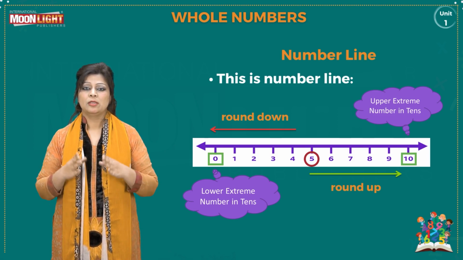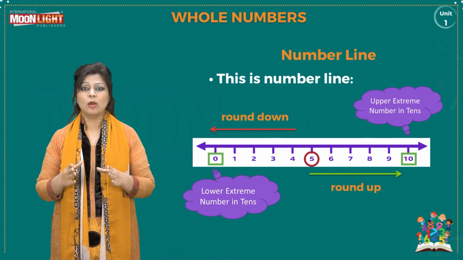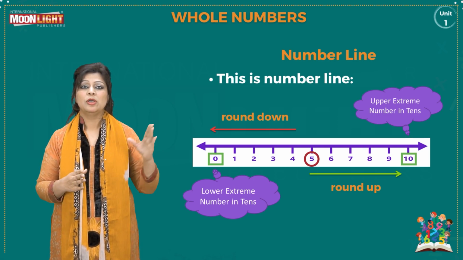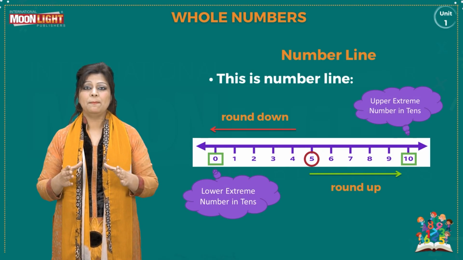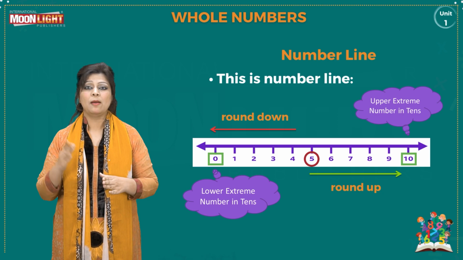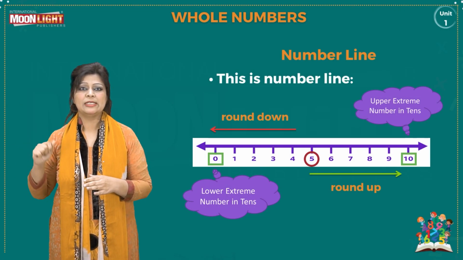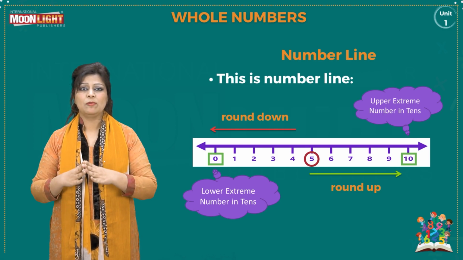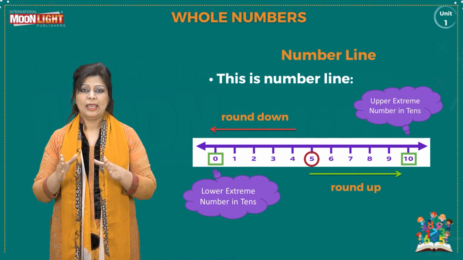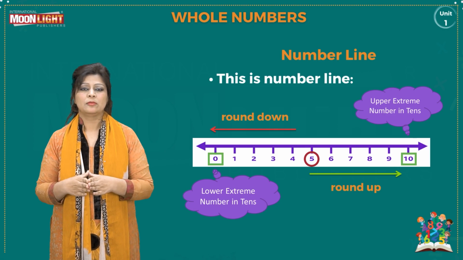nearest 10. Round down, again I am going to tell you, means that we are going to write the lower extreme number in tens, and round up means that we are going to write the upper extreme number in tens. The fifth one is no rounding if the last digit at ones place in the number is 0, as it is already rounded to the nearest 10.